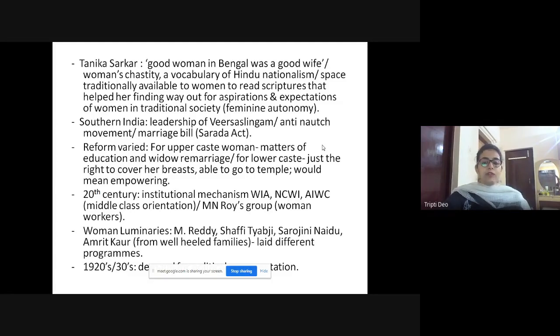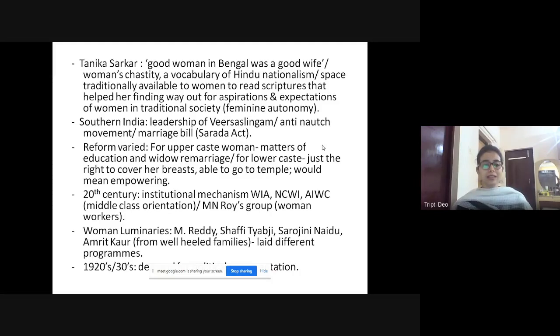In southern India, the leadership of Veerasalingam was very important. The anti-nautch movement became very dominant. The Marriage Bill, the Sarda Act, was eventually passed. Reforms varied for different groups. There was the way in which reform was seen by an upper caste woman, a lower caste woman and a middle class woman. For example, for an upper caste woman, matters of education, that I should be educated, or matters of widow remarriage were more important. If the Widow Remarriage Act was passed, or if she was educated, that was reform for her, emancipation for her.